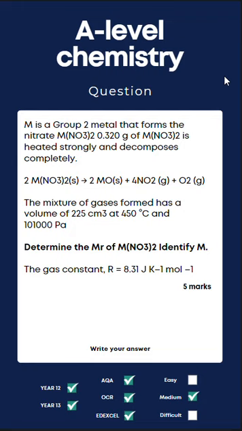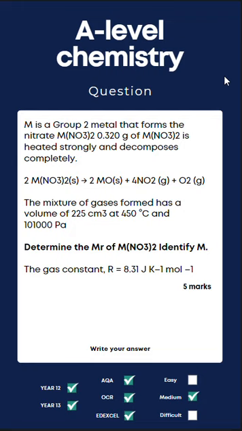Okay, pause the video and try it yourself, and I will walk you through the solutions in 3, 2, 1. Okay, so we need to determine the Mr because we need to identify a metal. Sometimes, remember, exam questions don't tell you that you need to identify the Mr. So if you need to identify something, you know that that's what you're going to have to calculate.